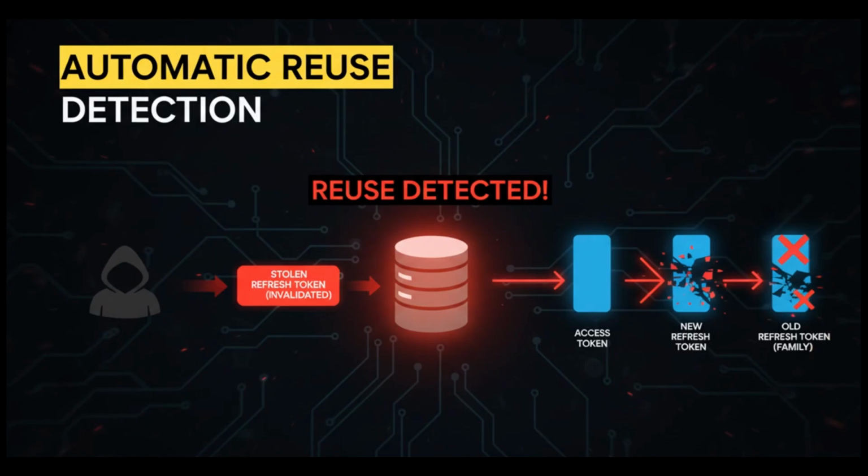And this is where that rotation trick becomes so powerful. It lets you do something called automatic reuse detection. So think about it. If a hacker steals and uses an old refresh token, your real user is eventually going to try and use that same one. The server will see that an invalidated token was just used, realize something's wrong, and can instantly kill the entire family of tokens for that user. It forces them to log in all over again. Boom. State is back, but in a much smarter, more secure way.